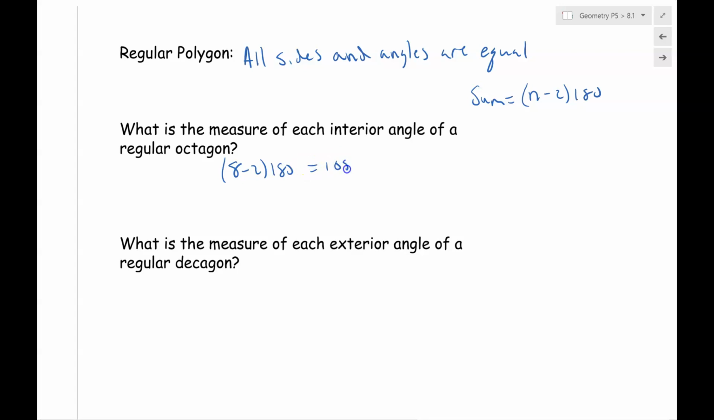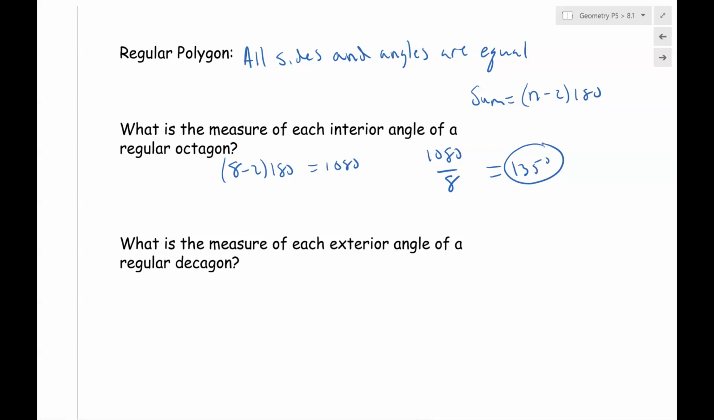And I get 1080. Well, if I want to know what each one is, I'm going to divide it by the number of angles. Well, it's an octagon, so there's 8. So I'm going to take 1080 divided by 8. Okay, so that's 135 degrees. So each angle in an octagon, or on a stop sign, is 135 degrees.